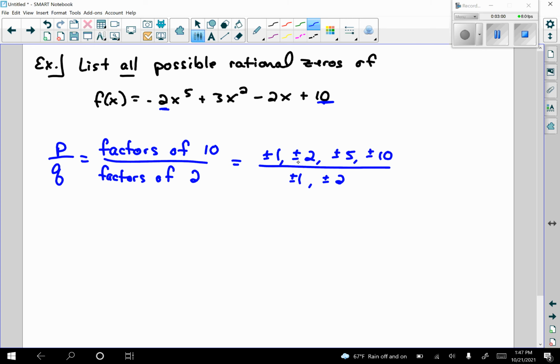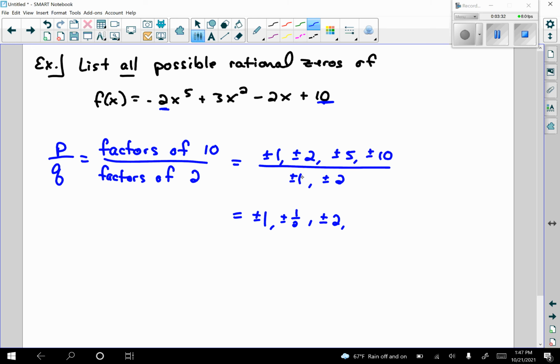Now we're going to go through and divide all of these. And anything that repeats, we kick out. We only want to write them once. So what I'm first going to do is take plus or minus 1. All of these are going to get plus or minuses in front of them. 1 divided by 1 is 1, so we have plus or minus 1. Then 1 over 2, so plus or minus 1/2. Next, I want to divide 2 by 1, so that's plus or minus 2. Now 2 divided by 2 is 1. We already have that, so I don't have to do that again.